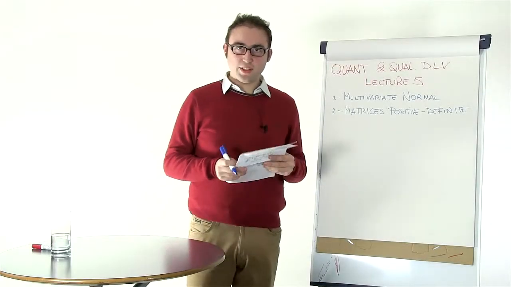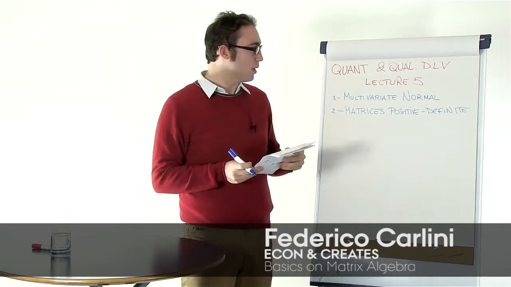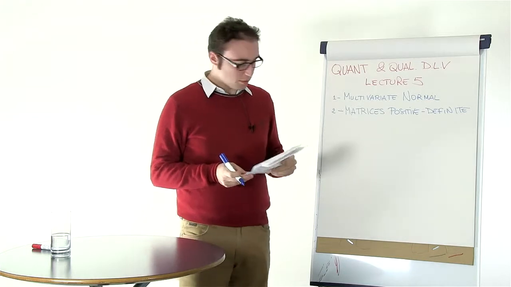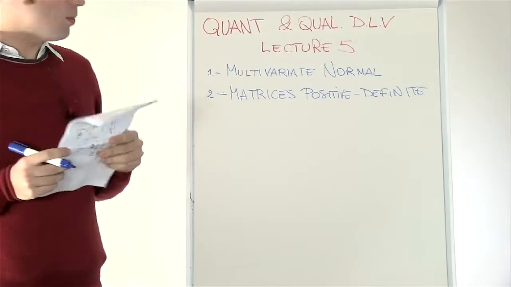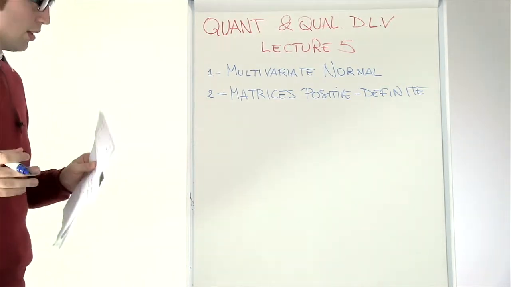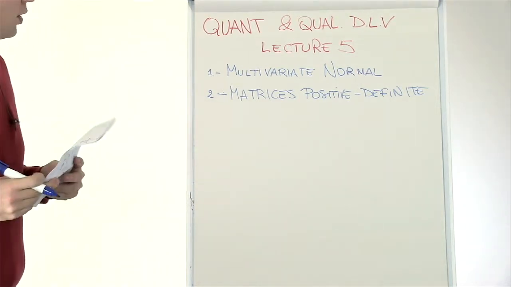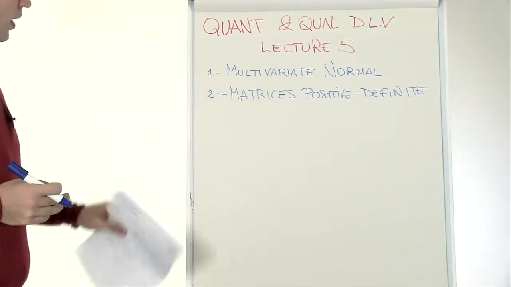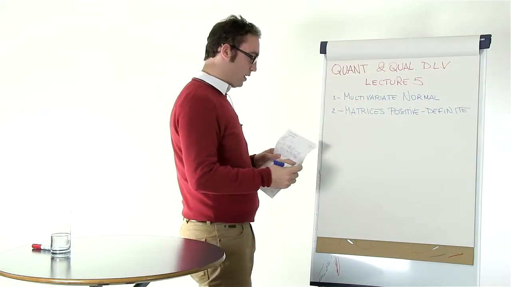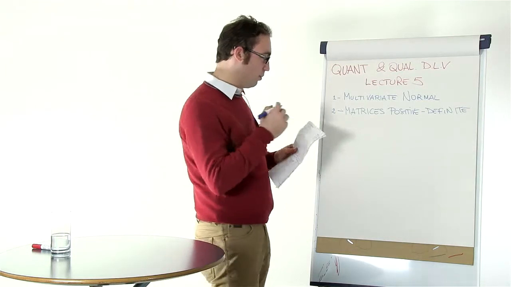Okay, this is the fifth lecture for the course of quantitative and qualitative data, limited variables. Today we speak about the multivariate normal distribution and positive definite matrices, and what are the conditions that we can assume when we speak about this kind of matrices. Okay, let's start from a multivariate normal.